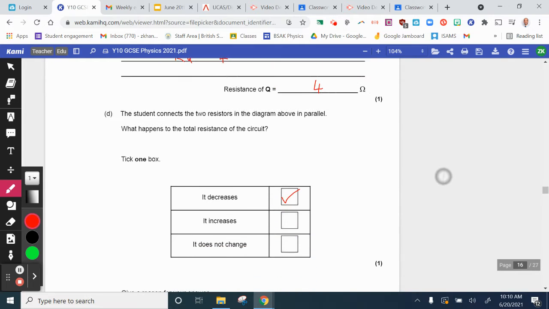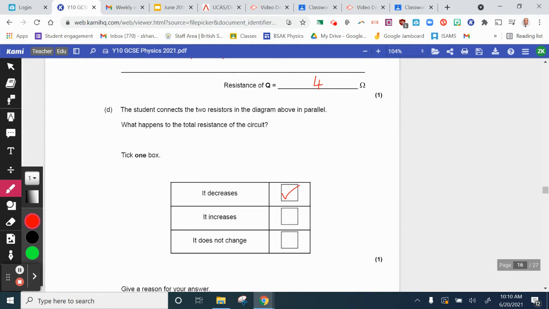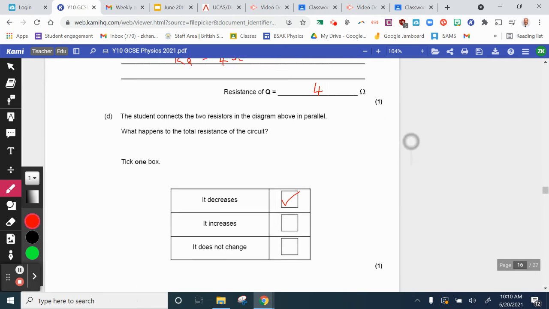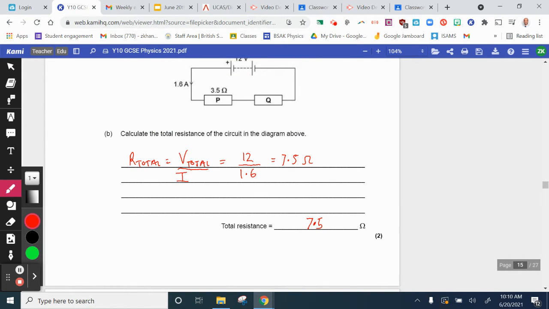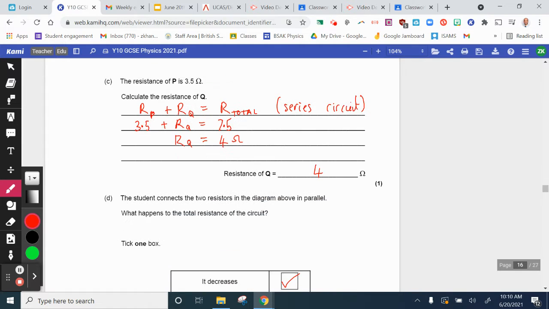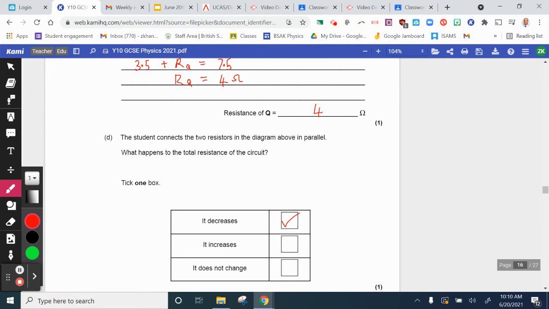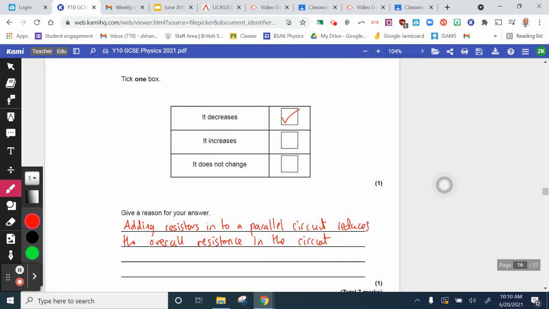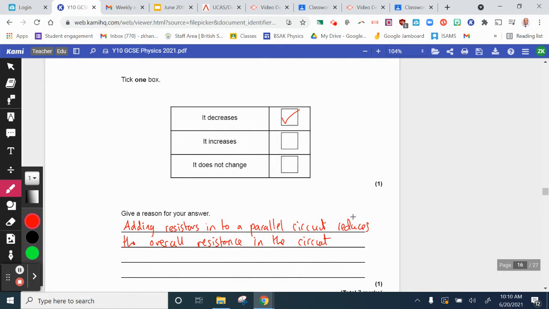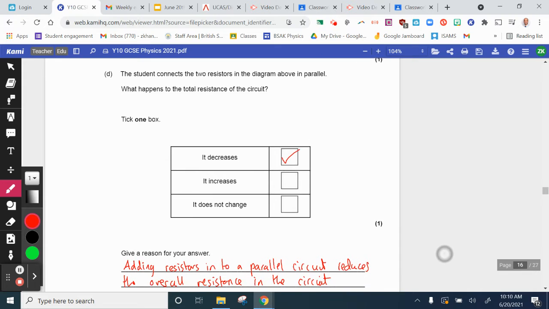Part D. The student connects the two resistors in the diagram above in parallel. So rather than in series side to side, what we do is connect them in parallel. And what happens to the total resistance? So when we connect resistors in parallel, the overall resistance, the total resistance in the circuit decreases. So adding resistors into a parallel circuit reduces the overall resistance in the circuit.